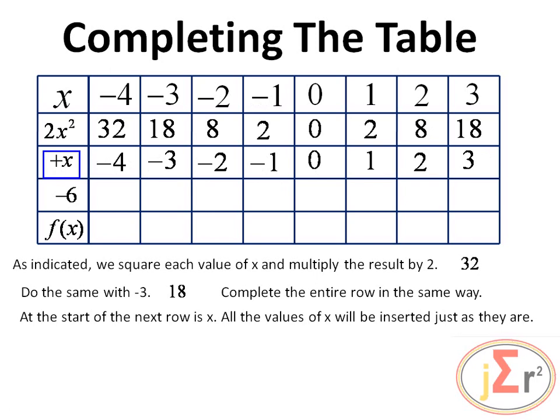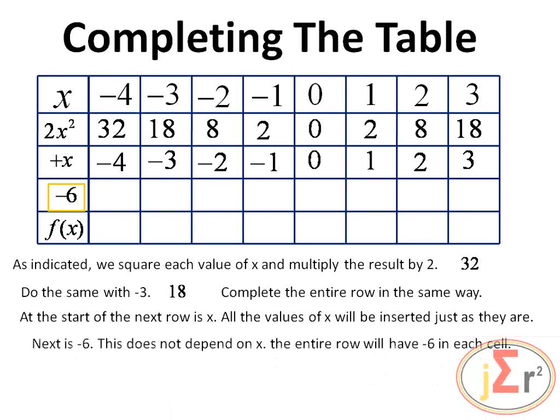So what is this negative 6 saying to us? Next is negative 6. This does not depend on x. The entire row will have negative 6 in each cell. So the negative 6 is not affected by x. So irrespective of what the value of x is, it will never have any effect on that negative 6. Therefore, in all that row, we'll have negative 6.